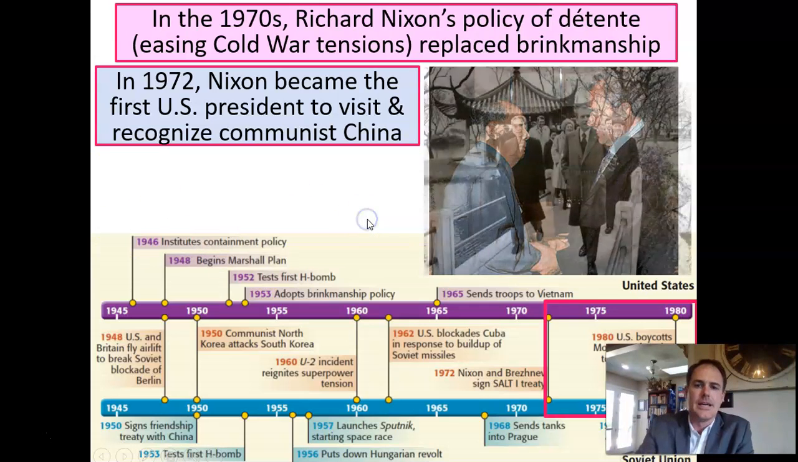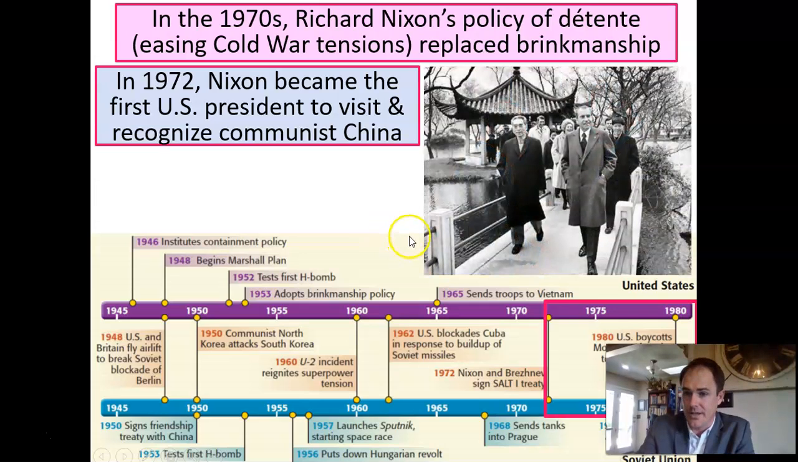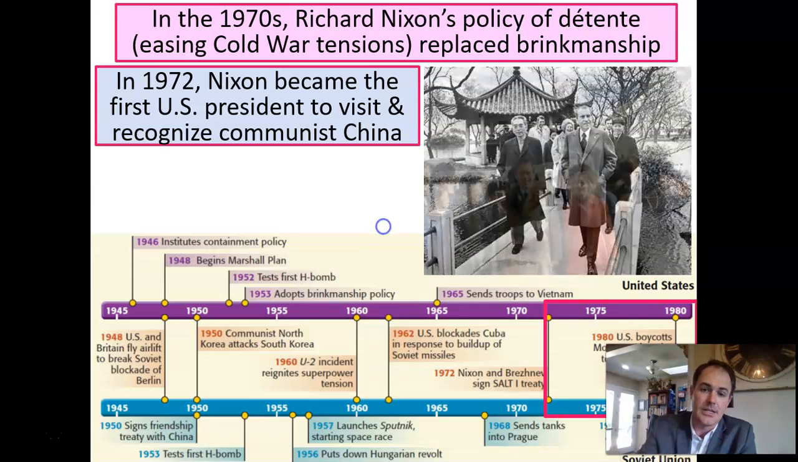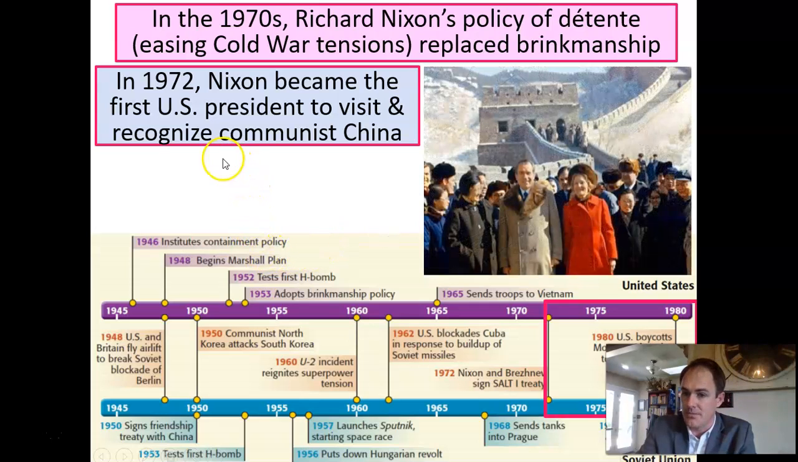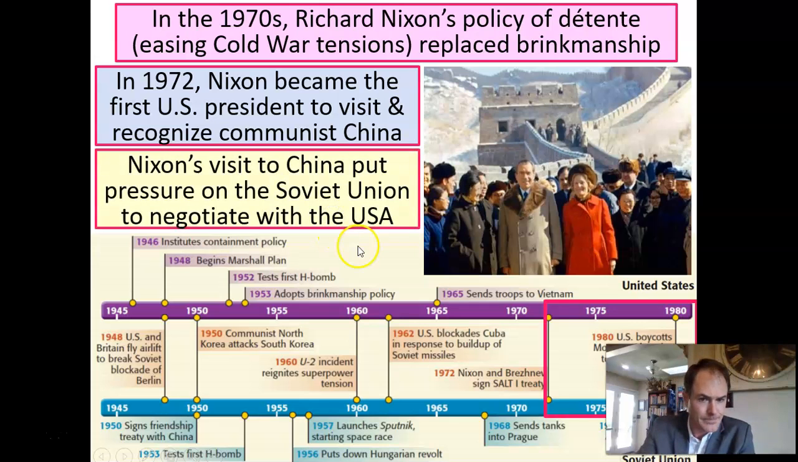Foreign policy. He becomes the first president to visit China. There you see him, and recognize communist China. Remember, up until this point, the U.S. recognized the government in Taiwan as the legitimate government in China. There you see President Nixon and his wife on the Great Wall of China.